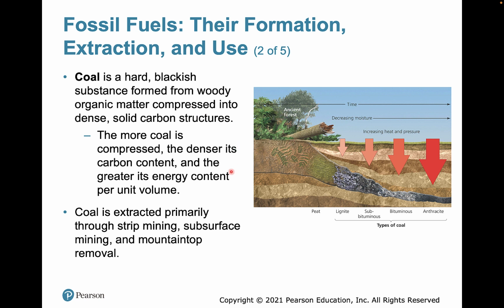And coal is what forms in these swamps, right? That woody organic matter winds up getting compressed into solid carbon structures. Over time, with increasing heat and pressure, moisture content decreases, so you get a harder kind of coal. So the longer the time and the increased heat and pressure, the decreased moisture, the higher the grade of coal. A higher grade coal has denser carbon content and more energy per unit volume. Anthracite coal is the hardest coal. It's the greatest bang for your buck in terms of coal. And as you move away, with less heat, pressure, and less time, you get lower grades of coal, right?